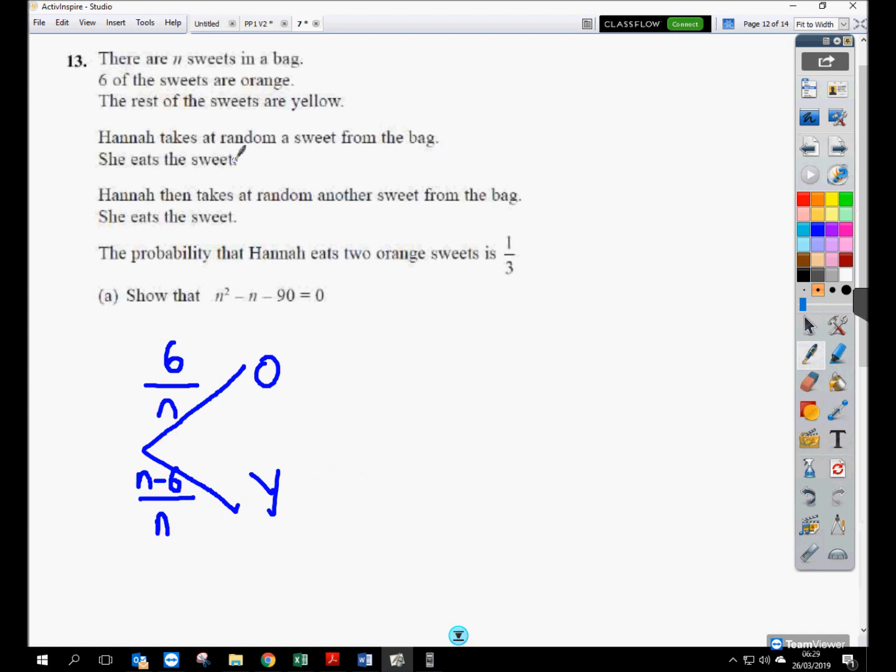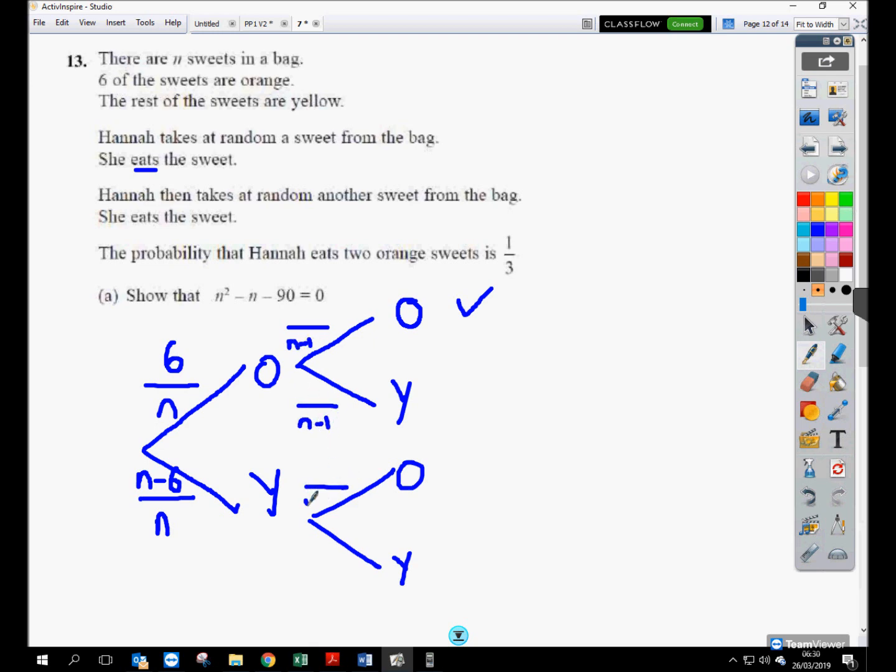Hannah takes a random sweet from the bag. She eats the sweet. That means next time there's one less in the bag. Hannah then takes another random sweet from the bag. The probability that Hannah eats 2 orange sweets is a third. Orange, orange. I can work out all of these branches if I wish to. This is the one that I'm interested in. All of these branches will be out of n minus 1, because you've taken 1 out of the bag.